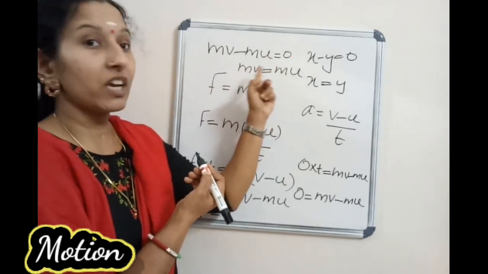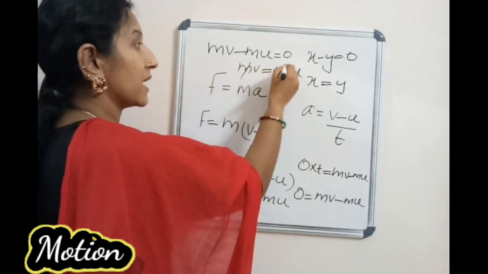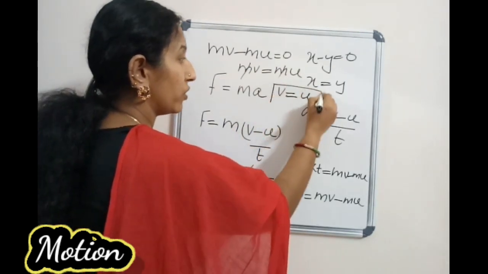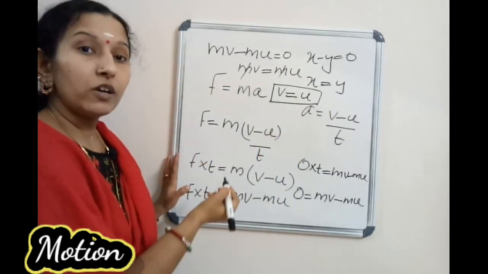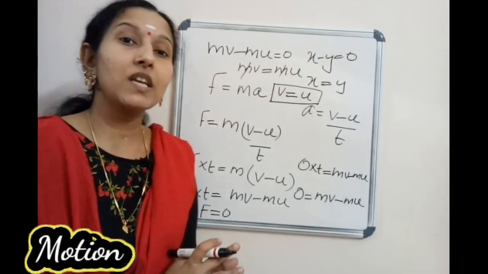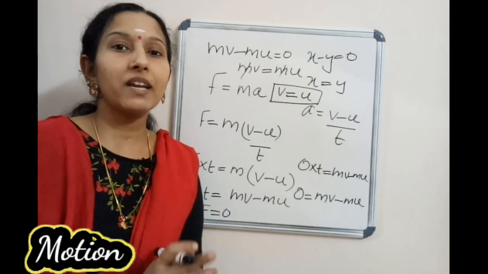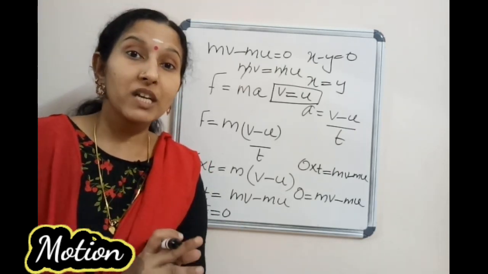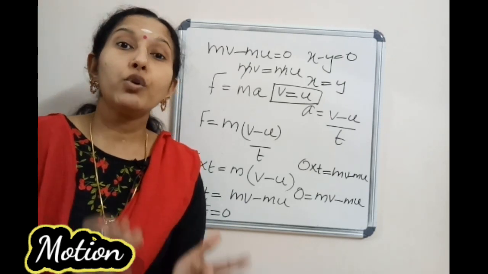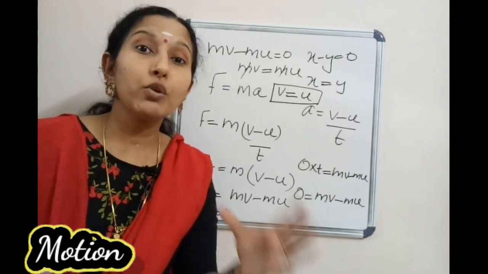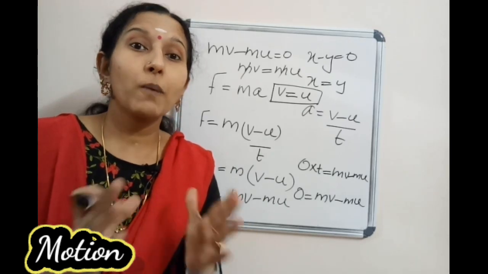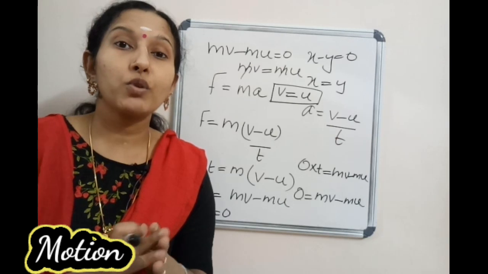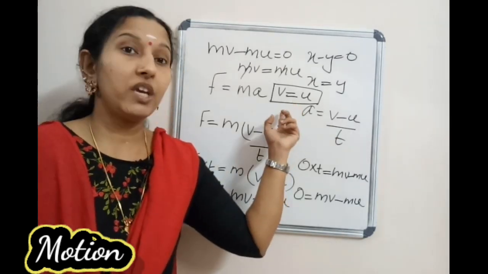So mv equal to mu. Cancel m, so we get v equal to u. What does v equal to u mean? If the initial velocity equals the final velocity, the object will continue in uniform velocity. Velocity is constant, that is v equal to u.